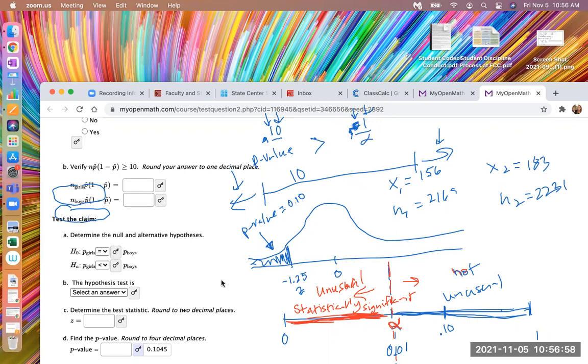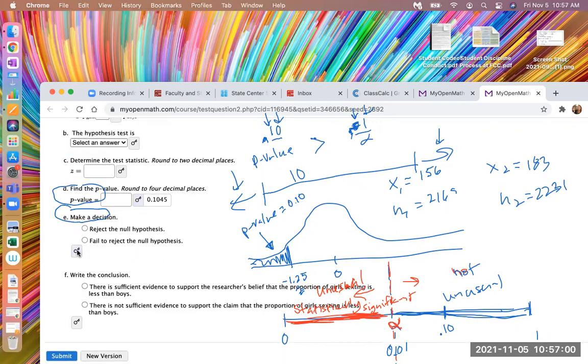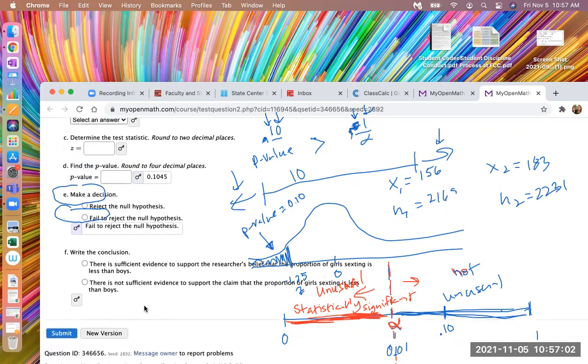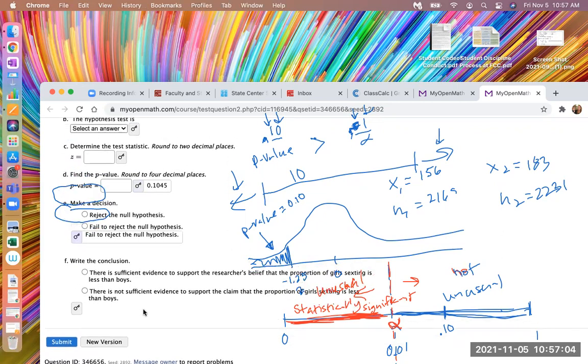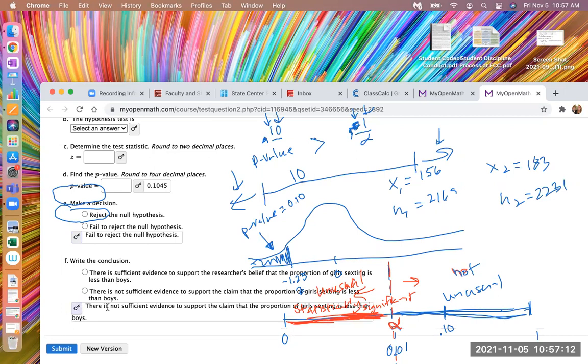I fail to reject the null hypothesis here. And if I fail to reject the null hypothesis, I always say I fail to have enough evidence, or that there's not sufficient evidence. So that's why I wrote this last here. There's not sufficient evidence to support the claim that they were trying to make, which is the same as the alternate hypothesis.